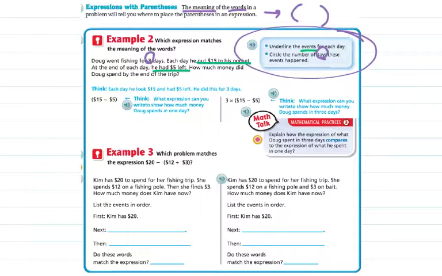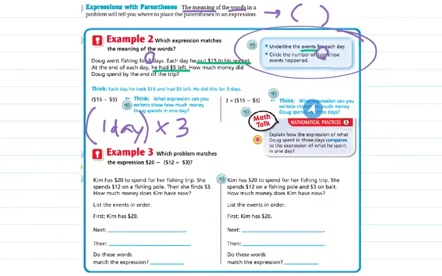Now next it says, think. Each day he took $15 and had $5 left. He did this for 3 days. So we know that this is important. What expression can you write to show how much money Doug spent in 1 day? So why you need the parentheses, boys and girls, in this problem is that we need to calculate for 1 day, and then we need to apply that to 3 days. But we need to do 1 day in parentheses first and then multiply it by 3 days.